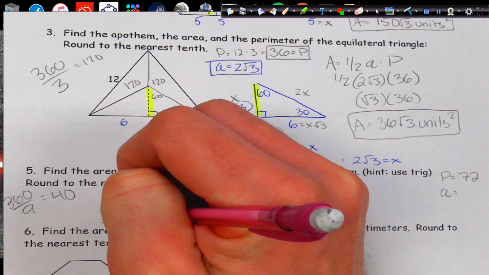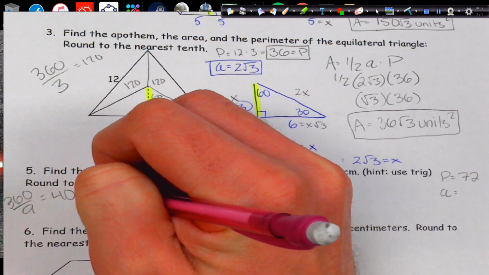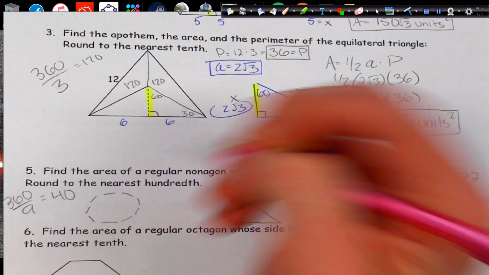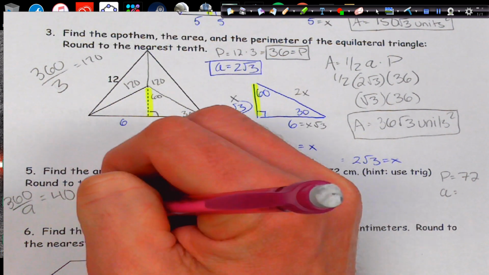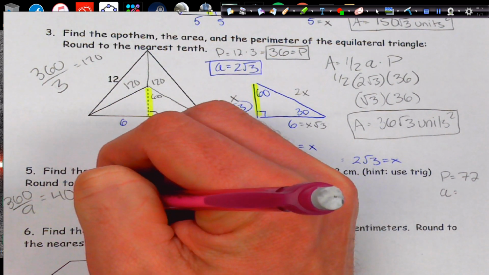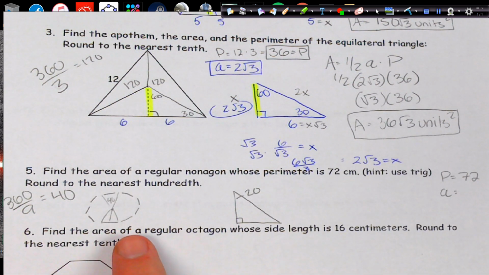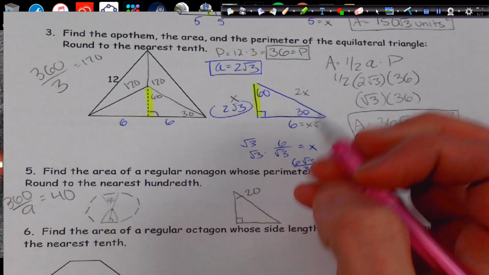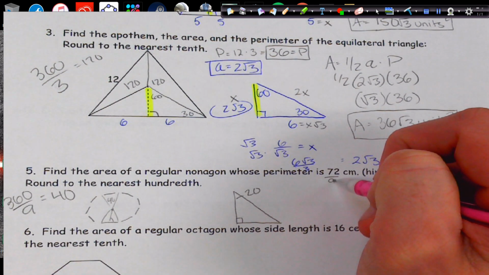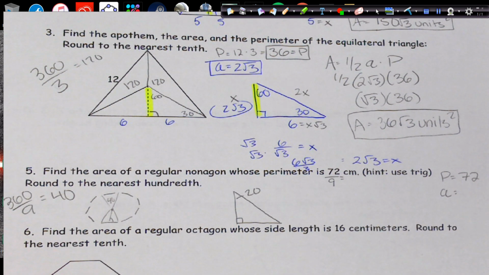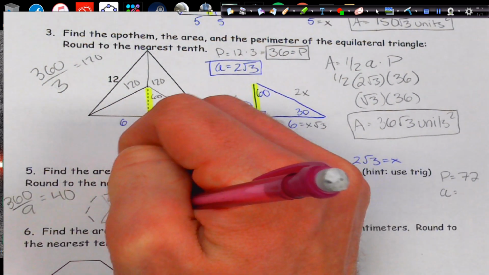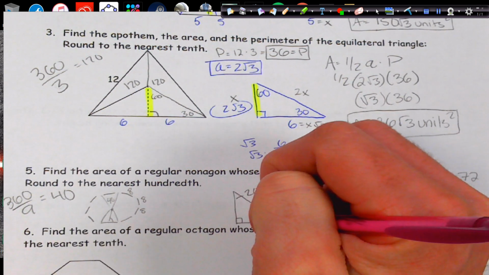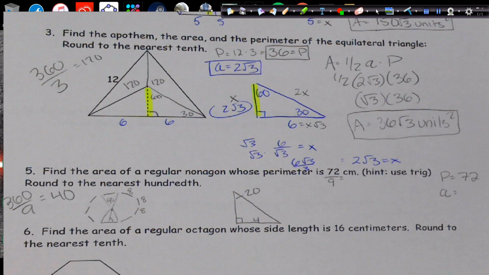1, 2, 3, 4, 5, 6, 7, 8, 9. That wasn't too bad. And there we go. So we know in one of these it's 40. So I cut it in half, that's 20. And if I do 72 divided by 9, I'm going to get a side length of 8. So these are all 8 on the side lengths.